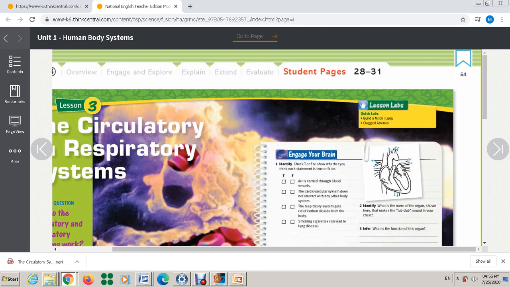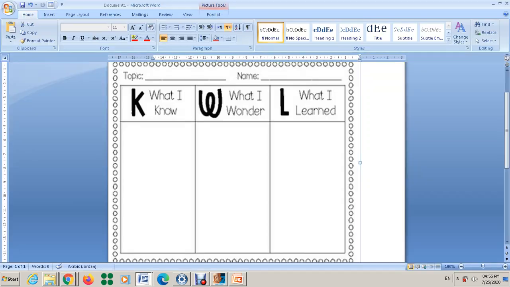Before we start, I want you to make this table. It's called a KWL chart. K means what I know. What do you know about the circulatory system and respiratory system? I want you to fill this column here. Then I want you to write in the W column what I wonder.